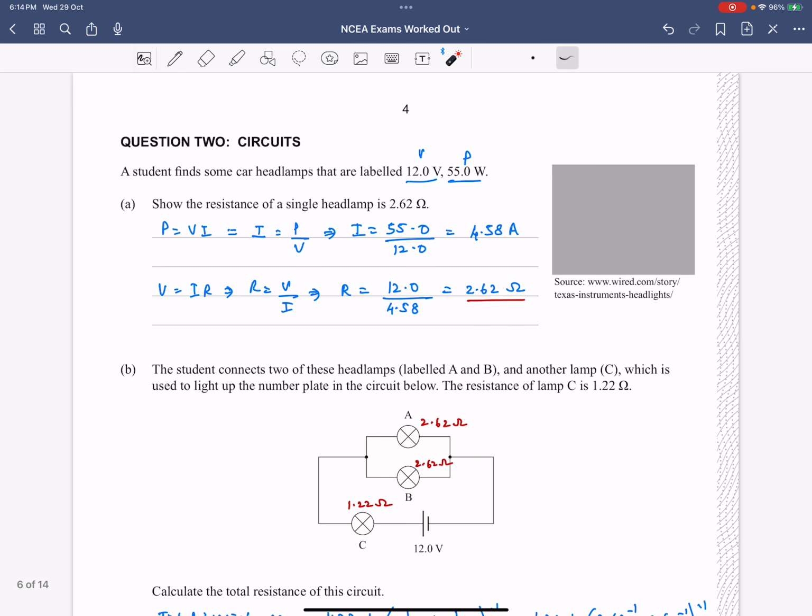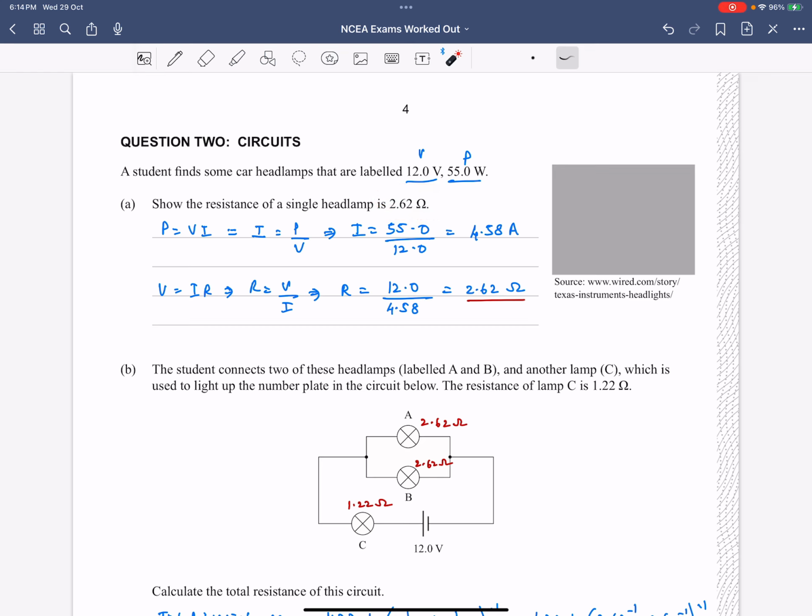Okay, question 2, circuits. A student finds some car headlamps that are labeled 12 volts and 55 watts. So that's your voltage. Watts is a unit of power, so that's your power. Show that the resistance of a single headlamp is 2.62 ohms.